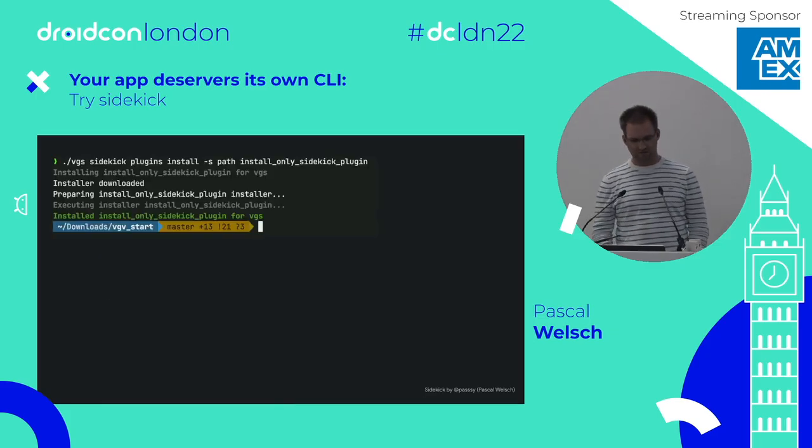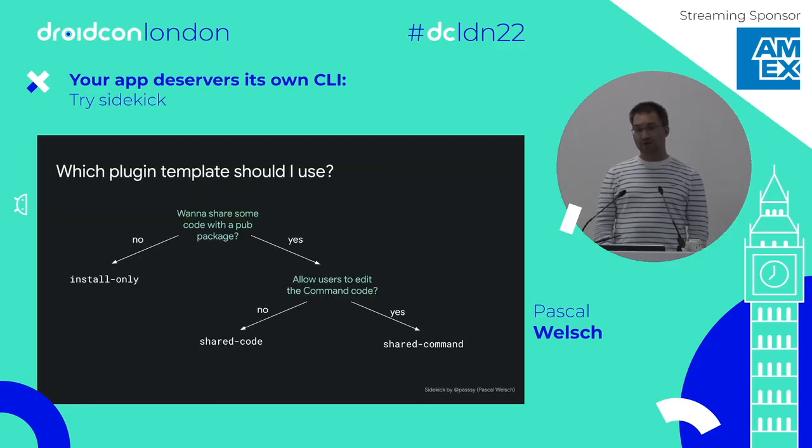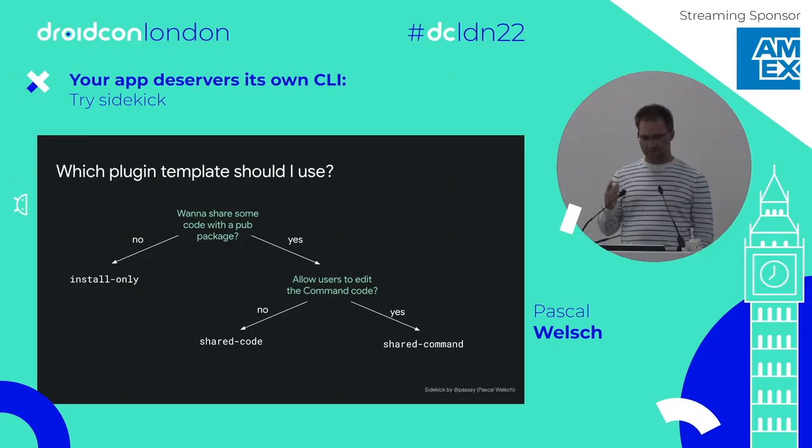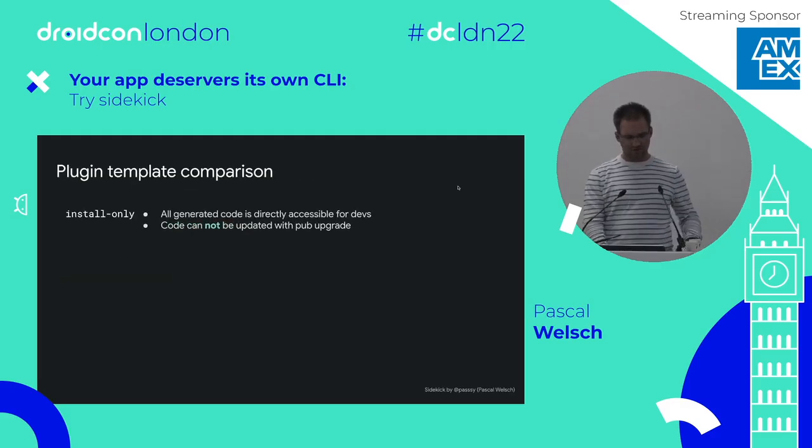This is the UI, so we download the installer, we execute the installer, and then the installer is executing whatever it wants to install. We have different templates. We start here on the right, and on the left, it's hard. If you want to share some code on pub, you should go the yes path, but we start with the no path. What if you don't want to share code on pub with the people that install your plugin? Basically, you dump all the code that your plugin is generating into the CLI of that user. And it looks like this.